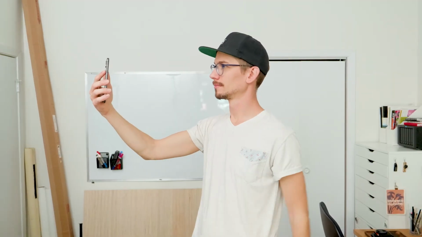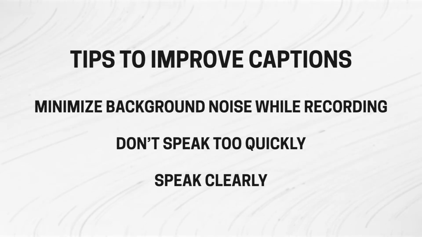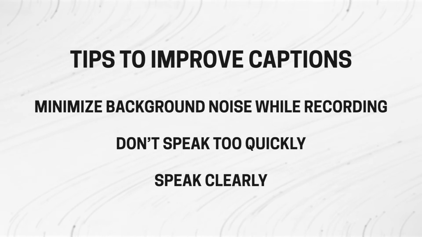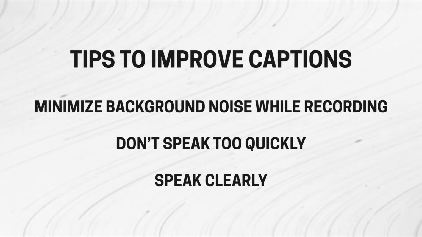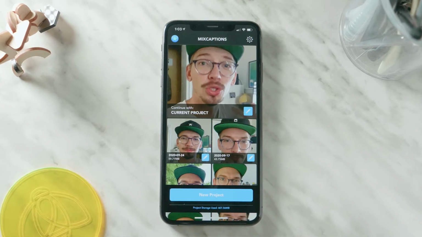Assuming you've downloaded the app already, the first step is to record the video you'll want to caption. I recommend doing this on your camera app rather than in Instagram or somewhere else. This will give you the best quality file. A couple other tips for making captioning smooth is to minimize any background noise while recording, don't speak too quickly, and speak clearly. Once you have the video, load up MixCaptions.